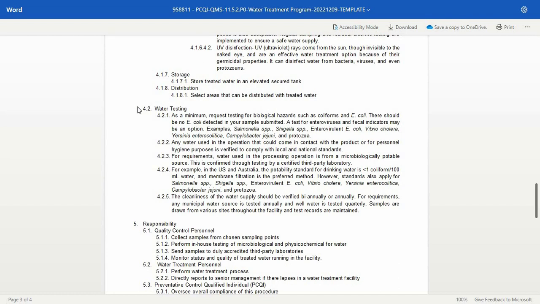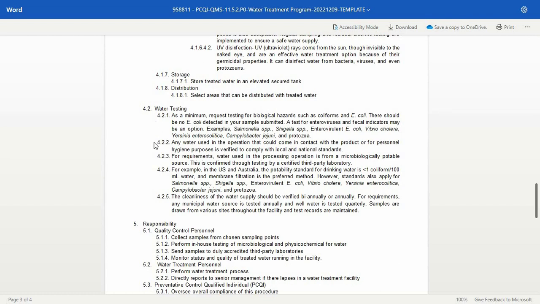Next is water testing. As a minimum, request testing for biological hazards such as coliforms and E. coli. There should be no E. coli detected in your sample submitted. A test for enteroviruses and fecal indicators may be an option. Examples: Salmonella spp, Shigella spp, enterovirulent E. coli, Vibrio cholerae, Yersinia enterocolitica, Campylobacter jejuni, and Protozoa.